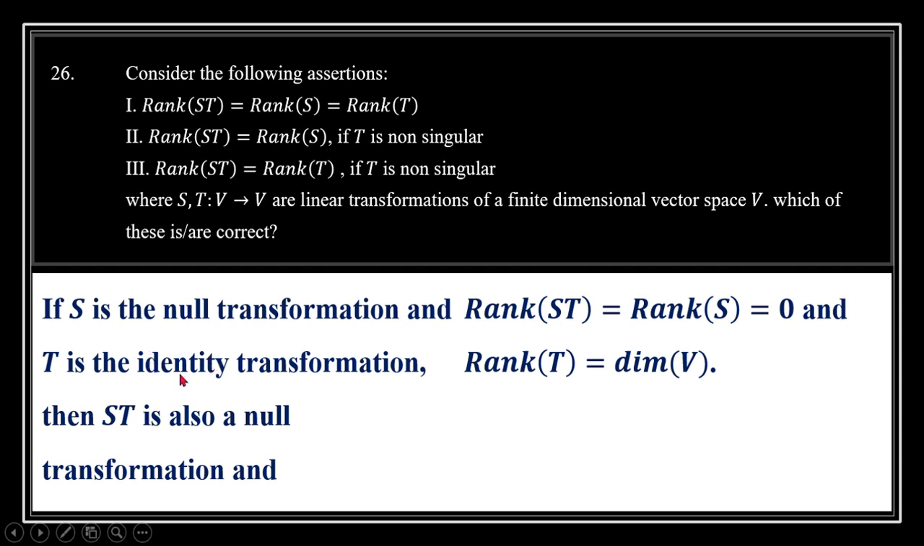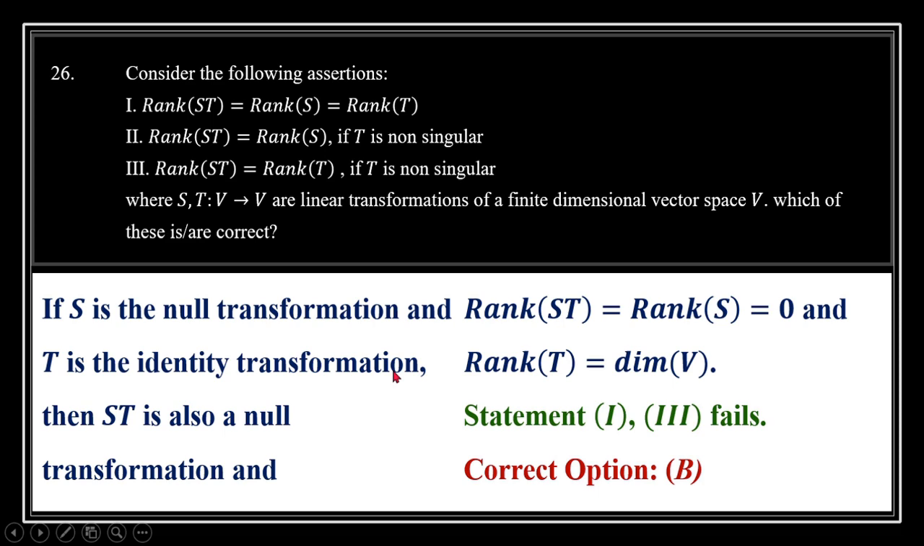It is invertible. Okay. So the second option is correct. Rank ST is equal to rank S if T is non-singular. While rank ST is equal to rank T, it is wrong if T is non-singular. In the same case, T is non-singular, but rank ST and rank T are different. So the second option is correct, third option is wrong. And again, if we observe the first option, rank ST is equal to rank S equal to rank T, this is also incorrect in this case. So only the second option is correct, and this is justified by this particular example. So the statements first and third fail. Correct option is option B.